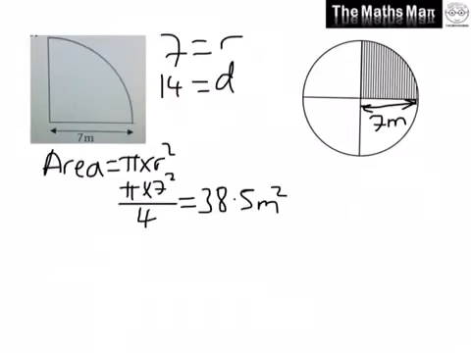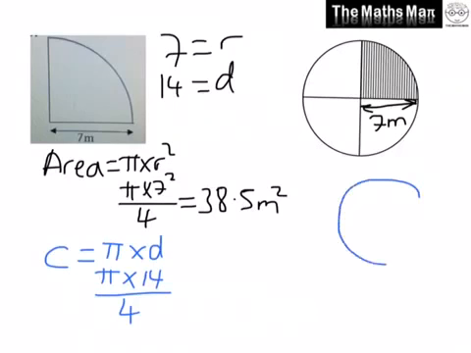The next thing we have to work out is the perimeter of the shape. So, to work that out, the circumference of a circle is equal to pi times d. So if you plug that in, that will be pi times 14. Now we have a quarter of a circle, so again we're going to divide this by 4. But when we divide it by 4, what are we finding out?